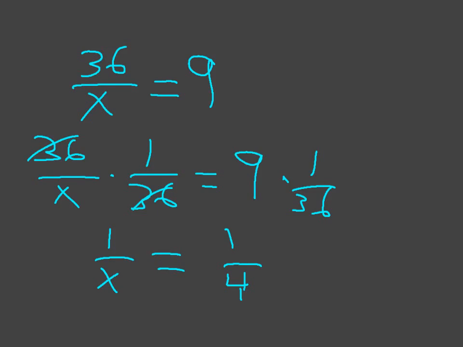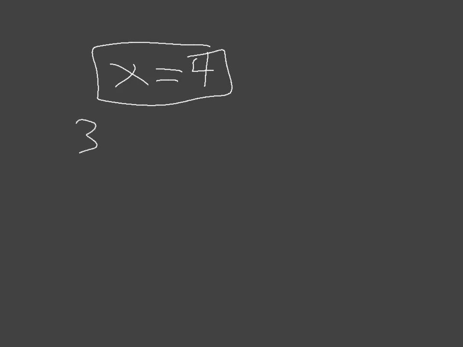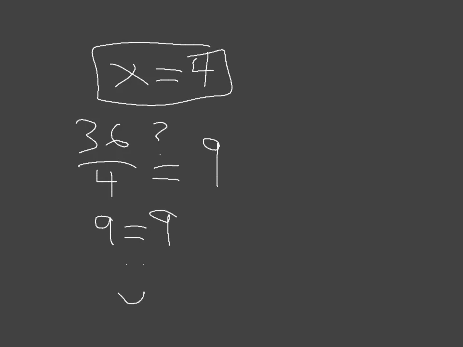Okay, so the point is, what we can do to fix this now is we can just flip both sides. So if 1 on x is equal to 1 on 4, then we end up with x is equal to 4, and that will be our answer. And again, we can check that 36 on 4, is that indeed equal to 9? And you plug that in your calculator, 9 equals 9, and we see that yes, indeed, it is, and so we did that right.